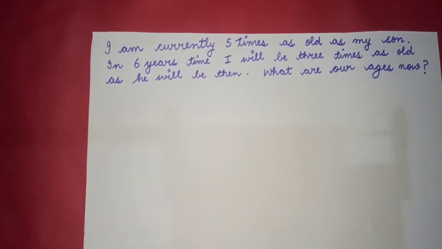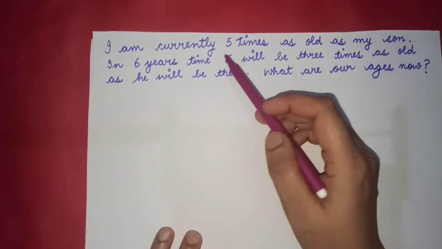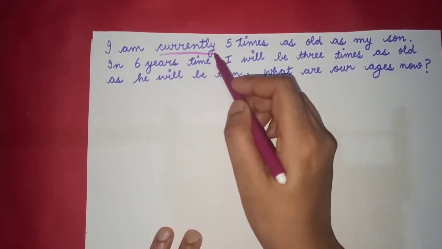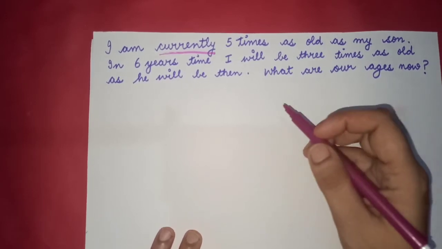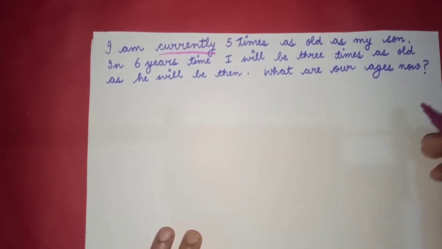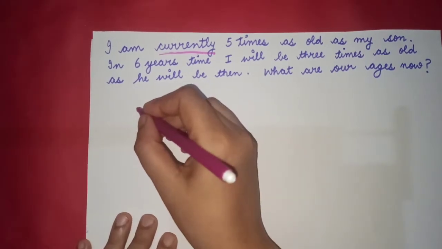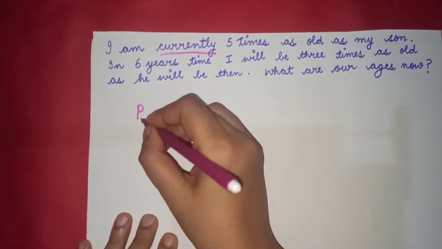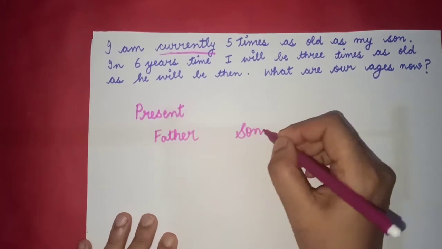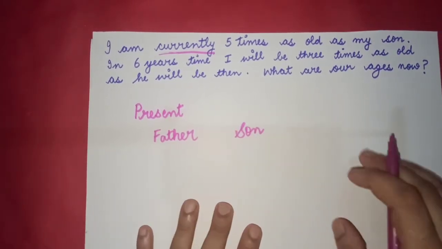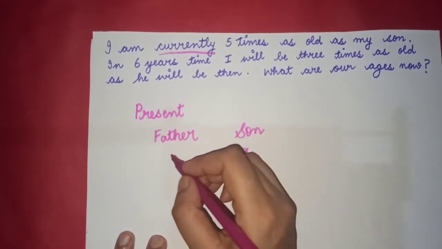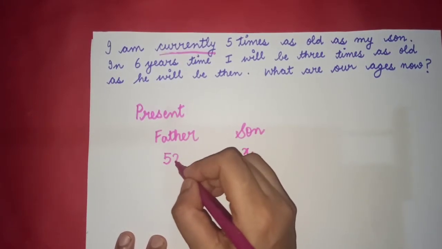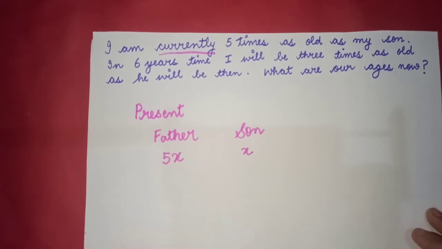So here we will go statement by statement. Currently means that we are talking about the present situation. I am 5 times as old as my son. So let's write down the situation in the present. If my son is x years old, then the father will be 5x, 5 times.